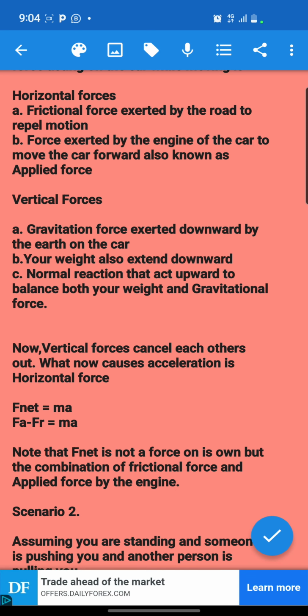So the vertical forces cancel each other. There are two forces acting downward, and there's one bigger force balancing both of them. So the vertical forces cancel each other. What now causes acceleration is the horizontal force. Horizontal force is the one that causes acceleration, not vertical force, because vertical forces have cancelled each other. If not, the car will be floating, moving both upward and forward. But we just agree that it's only moving forward, not upward.